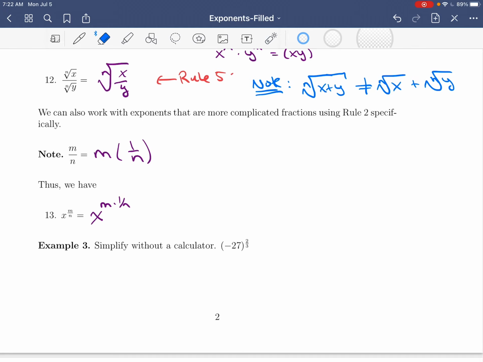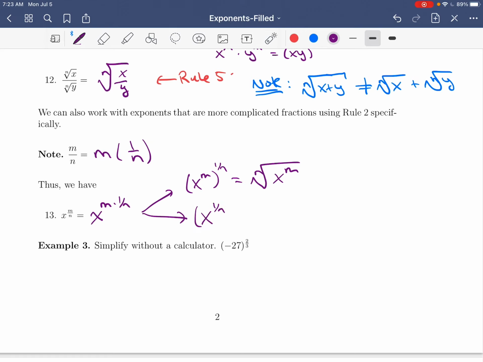Actually, let me just rewrite that. So you could write it x to the m to the 1 over n, which would be the nth root of x to the m. Or you could write it as x to the 1 over n to the power m, which would be the nth root of x all to the power m. Okay, so both of those are the same.